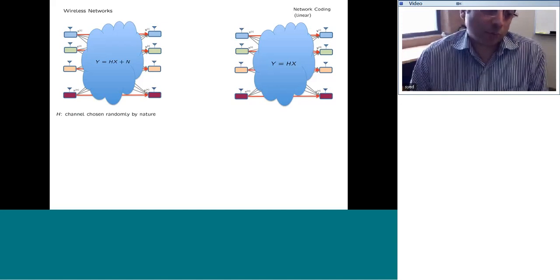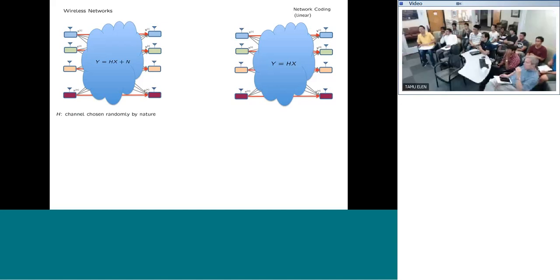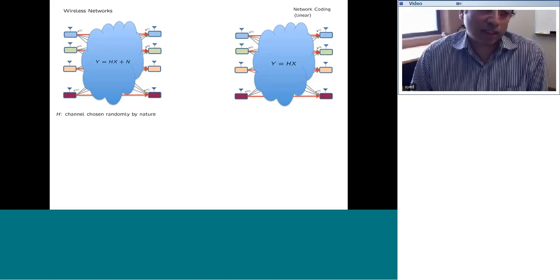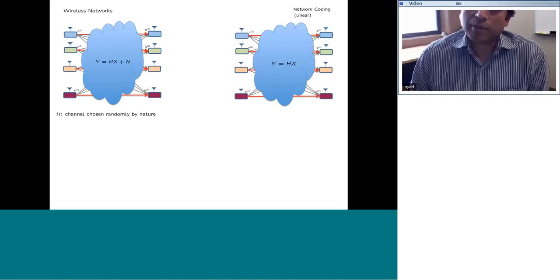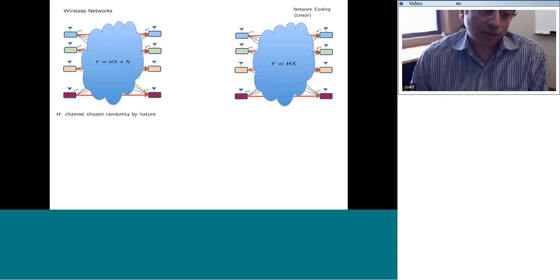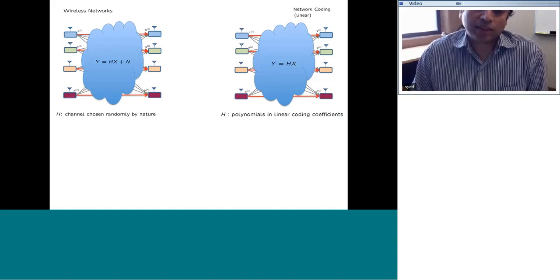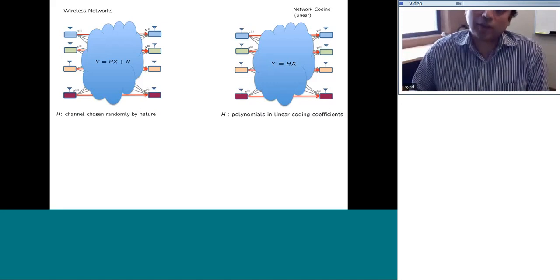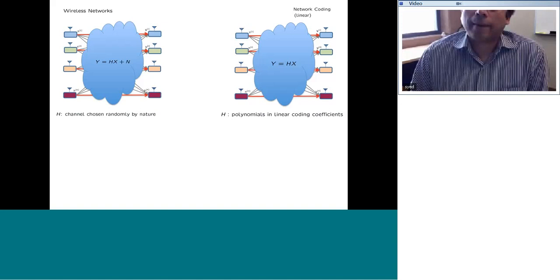So let's consider this in a little bit more detail. In a wireless network, especially if it's a one-hop wireless network, these linear transformations, or the channel weights, would be chosen randomly by nature. These are things that you would not be able to control. Whereas in a network coding problem, for example, these linear transformations would be polynomials in linear coding coefficients. So whatever coding operations you perform inside the network determine what this H matrix is. So you have some control there.